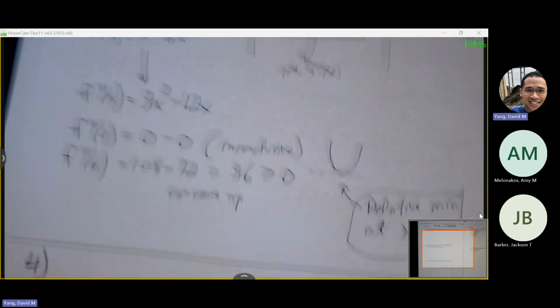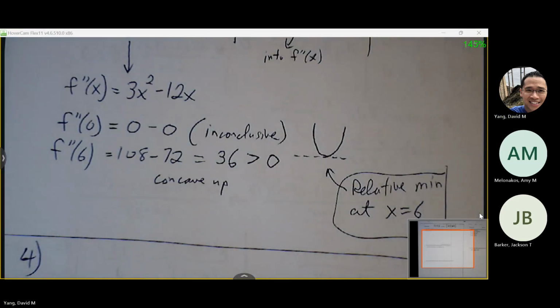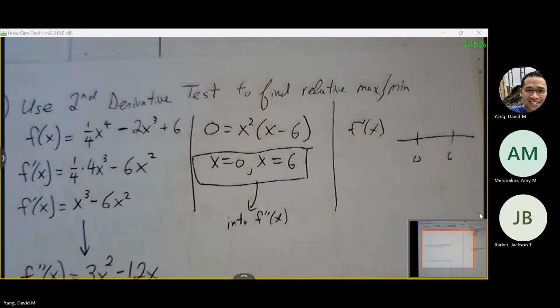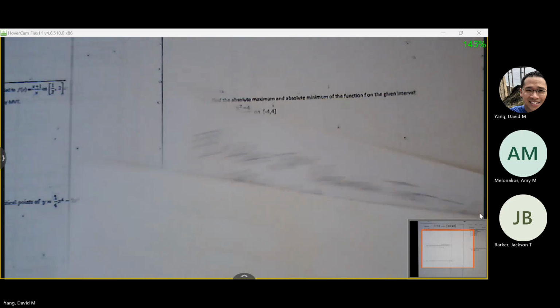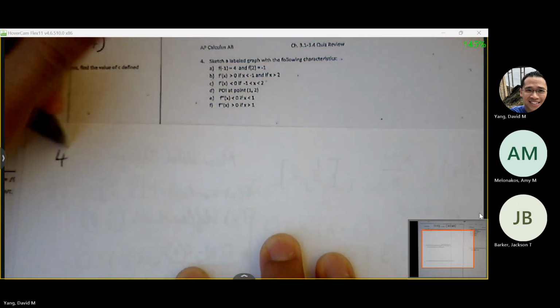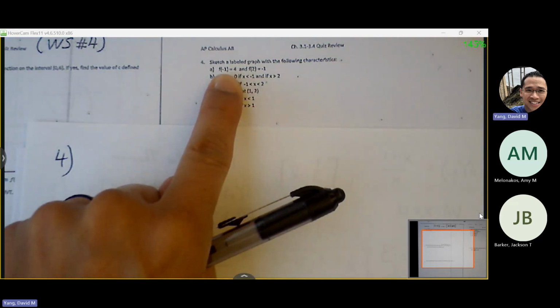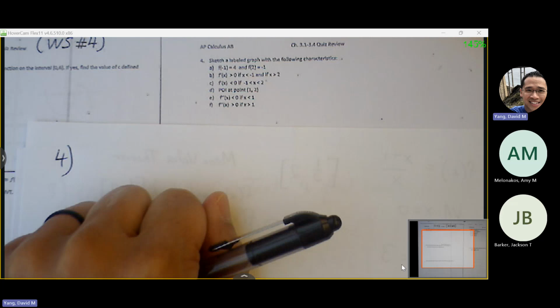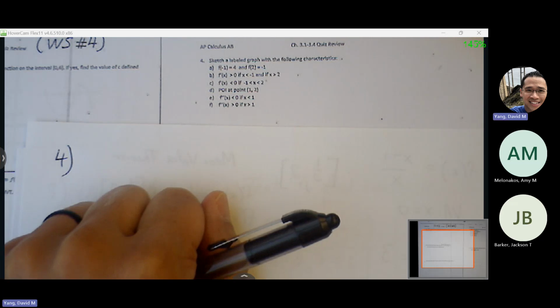All right, number 4. Okay, sketch and label a graph with the given characteristics. Part A is a bunch of ordered pairs, so I'm going to just leave those. We can deal with them when we're ready to graph.